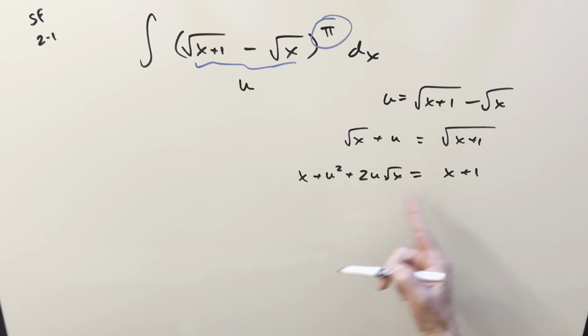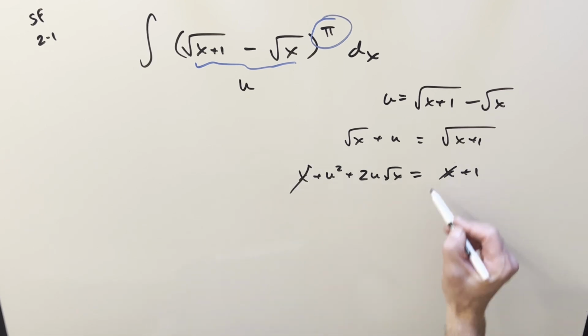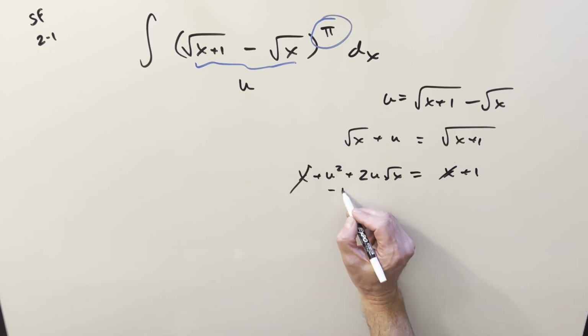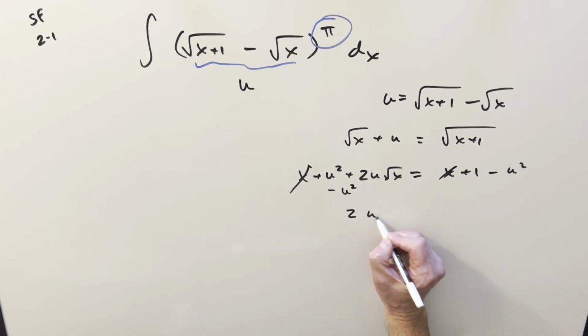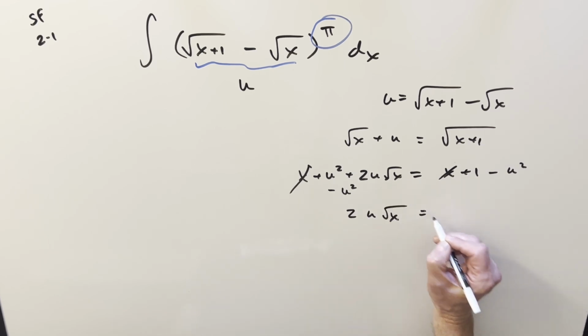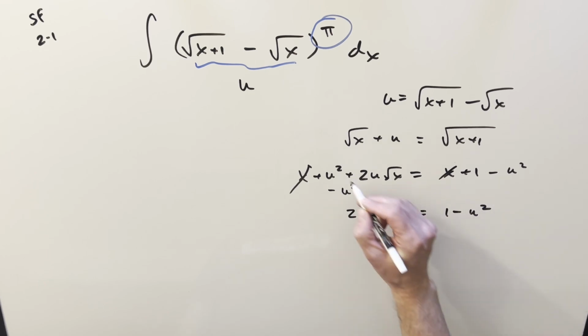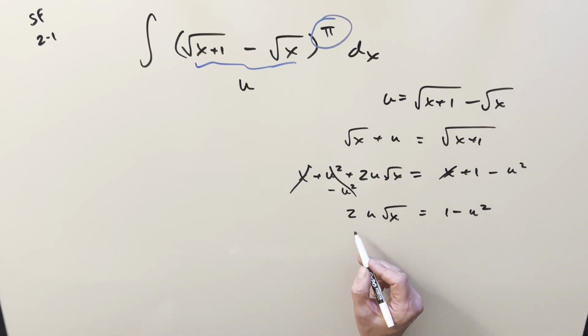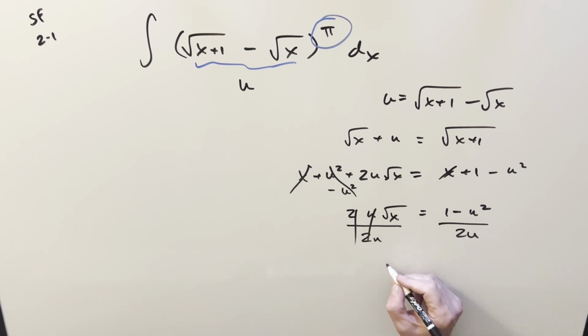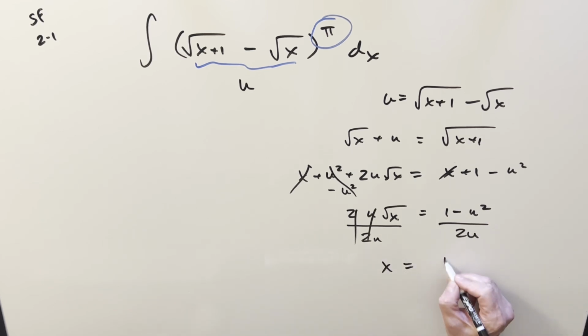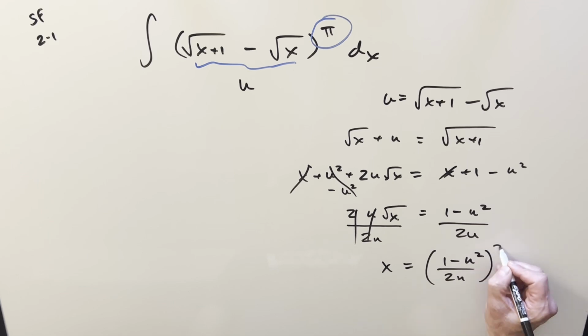But then if I subtract an x on both sides, this piece goes away. Let's subtract u squared on both sides. So we have 2u square root of x equals just 1 minus u squared. But now let me divide by 2u. Square both sides, and we have an expression for x. x is just going to be (1 minus u squared over 2u) all squared.